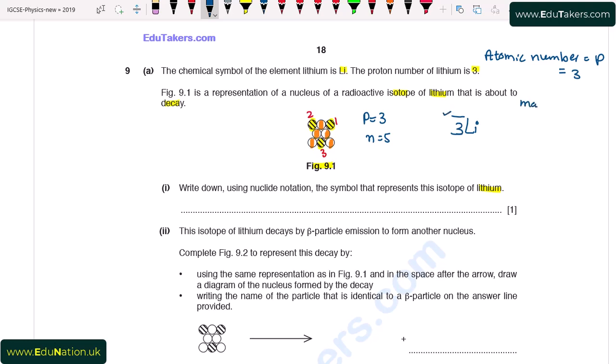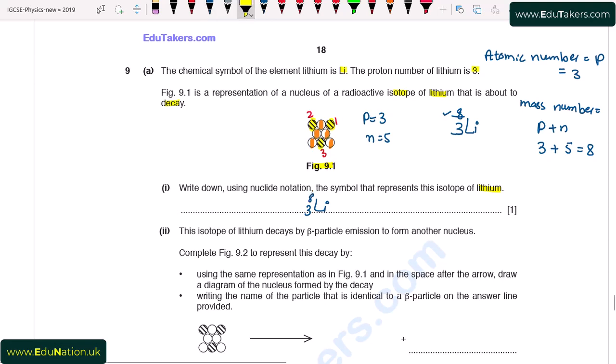And mass number is the sum of the number of protons plus the number of neutrons. I write here P plus N. P, that is the number of protons, is 3 and the number of neutrons is 5. So there will be a total of 8. So the mass number will be 8. So I write here it is lithium with atomic number 3 and mass number 8.